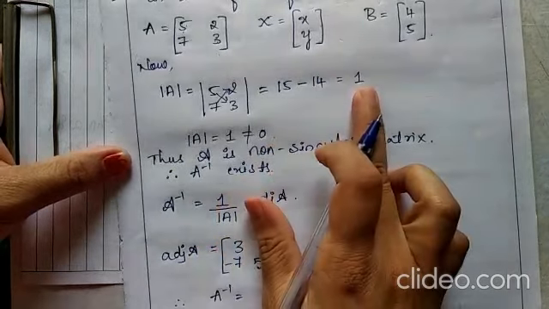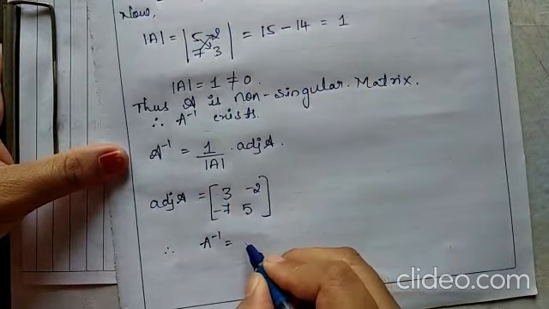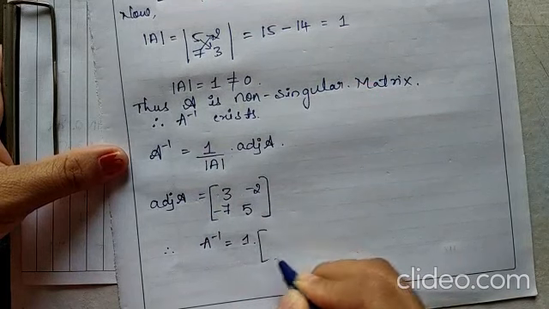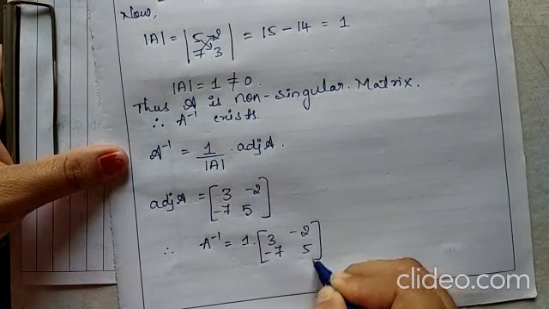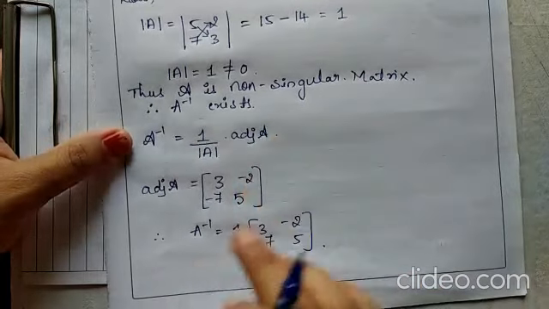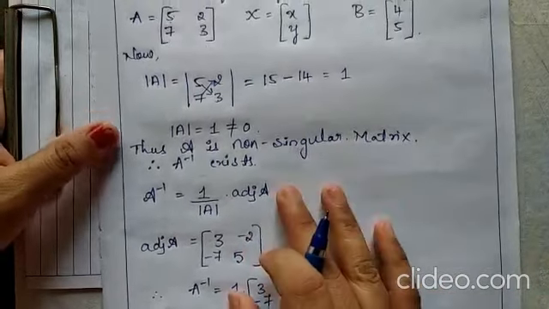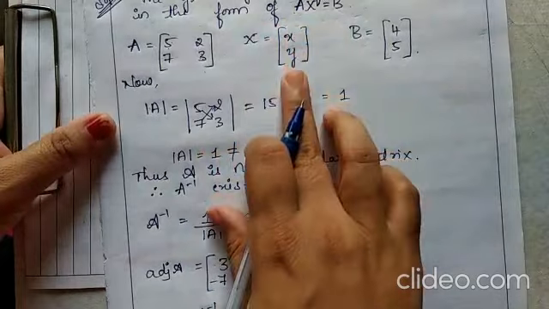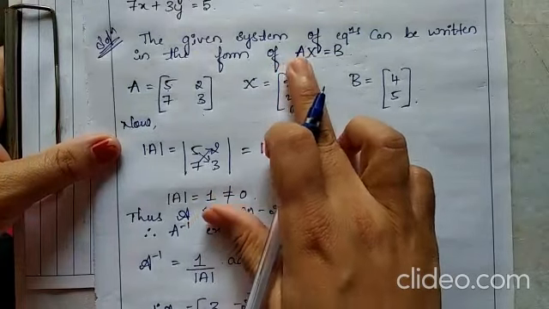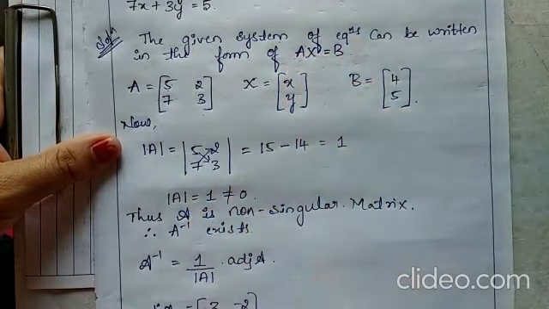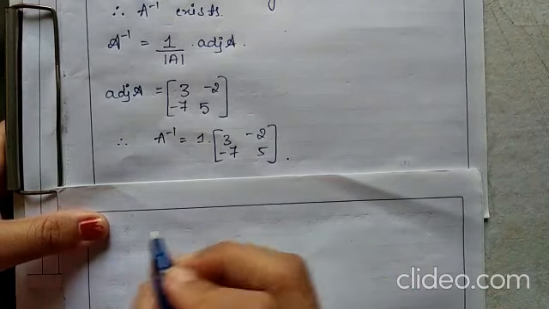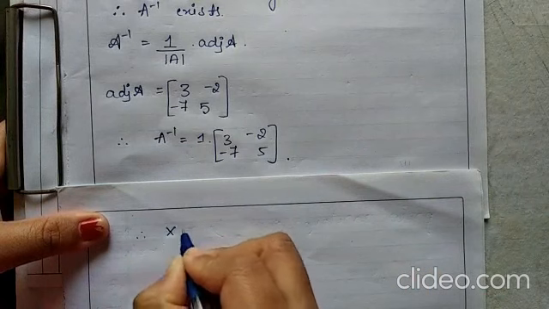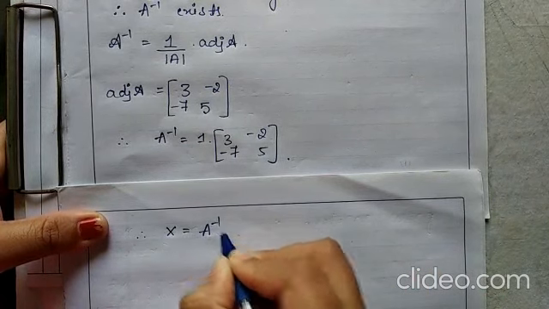Therefore A inverse is equal to what? Determinant of A is 1. So 1 into 3, minus 2, minus 7, 5. We find the A inverse here. But we need to find these values. This is the matrix equation, that is Ax is equal to B. Can I write X is equal to A inverse B?